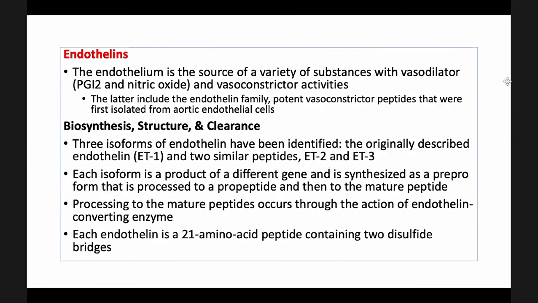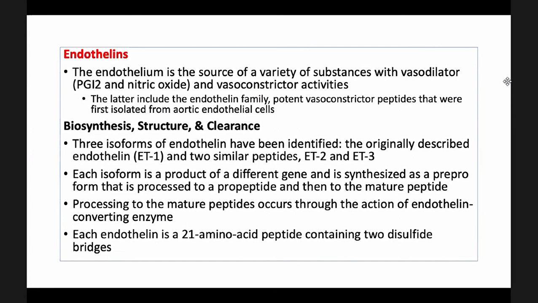So the endothelium is also a source of a variety of substances with vasodilator and vasoconstrictor activities. So you have your PGI2, your nitric oxide, and the endothelin family. They are potent vasoconstrictor peptides that were first isolated from aortic endothelial cells. There are three isoforms of endothelin: ET1 and two similar peptides, your ET2 and ET3.